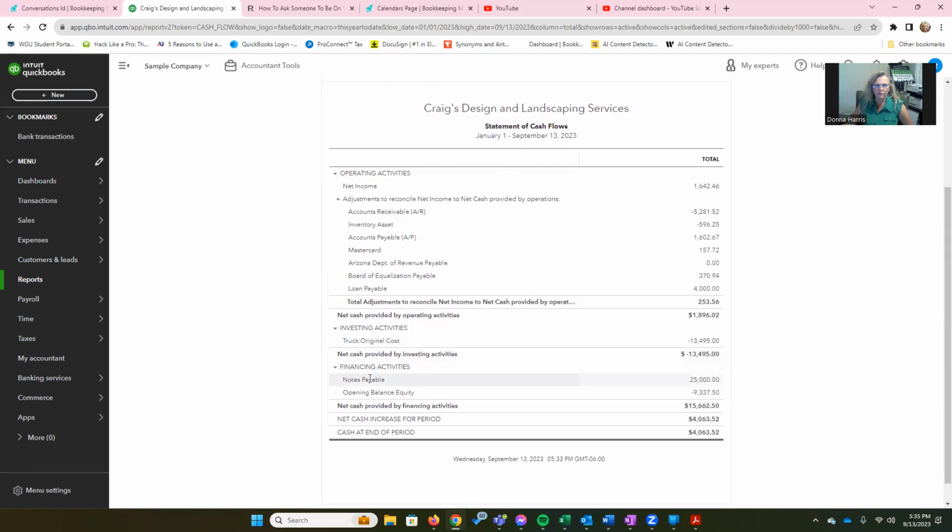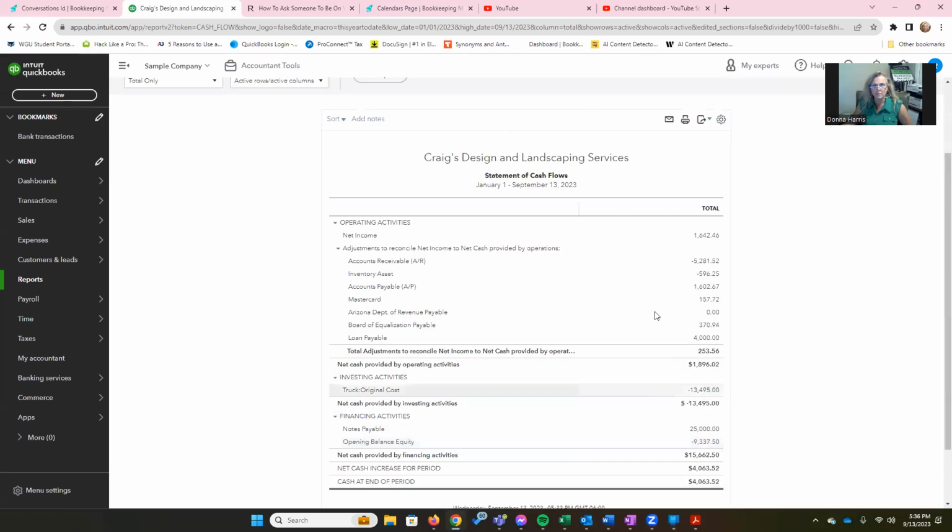And then down here in financing, we took out a loan for $25,000. And we have, again, accounts payable. Opening balance equity is a wash account that we use to basically open new accounts. We have to have both sides of the transaction work. So that's the only reason that is there. This is what you need to see.